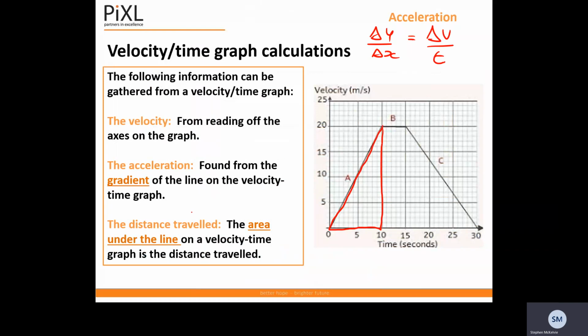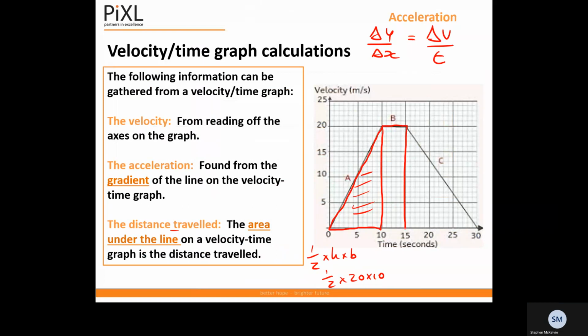So for section A, what was the total distance traveled? Well, I have to find the area of that triangle. And to find the area of the triangle, it's 1/2 times height times base. So it'll be 1/2 times 20 times 10, 20 times whatever that number is. I don't want to do maths in here in case I get it wrong and then people will laugh at me.